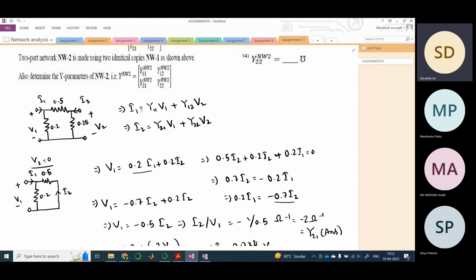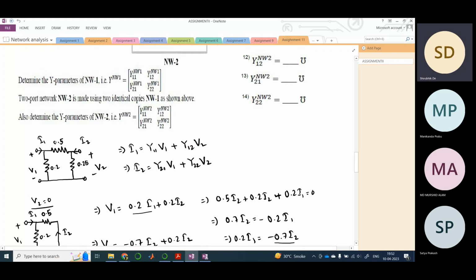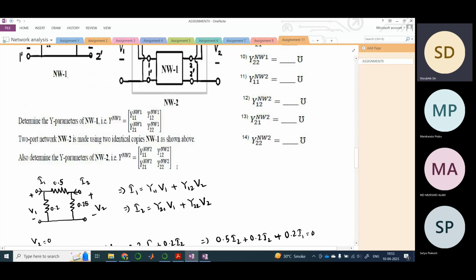If they have told you to find out the ABCD parameter, you need to write the equation of that, and then V1 is A V2 minus B I2, right? So you need to make I2 0, then your A would be V1 by V2. So you need to do like that. That is why writing these two equations is very important when you solve Y parameter two port network problems.